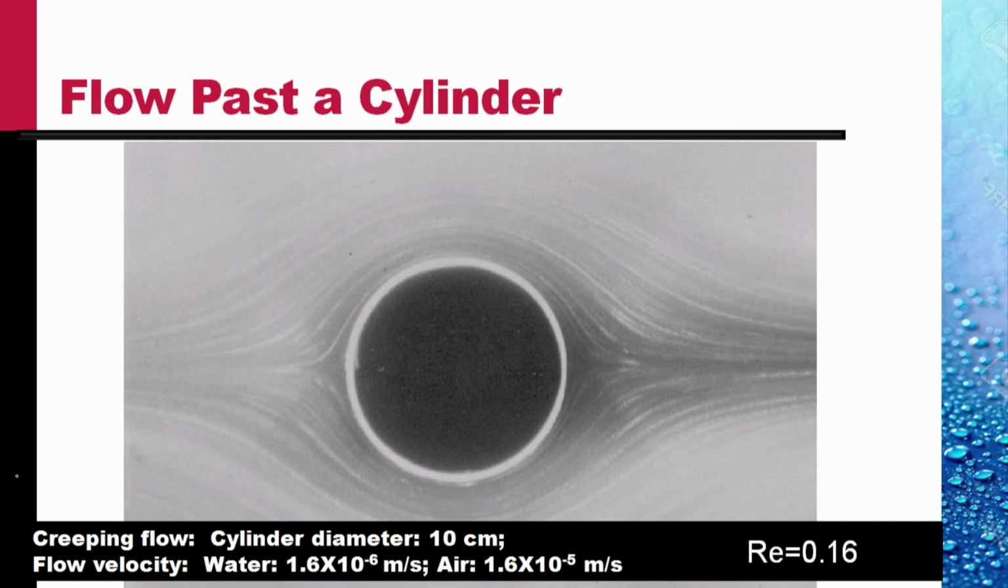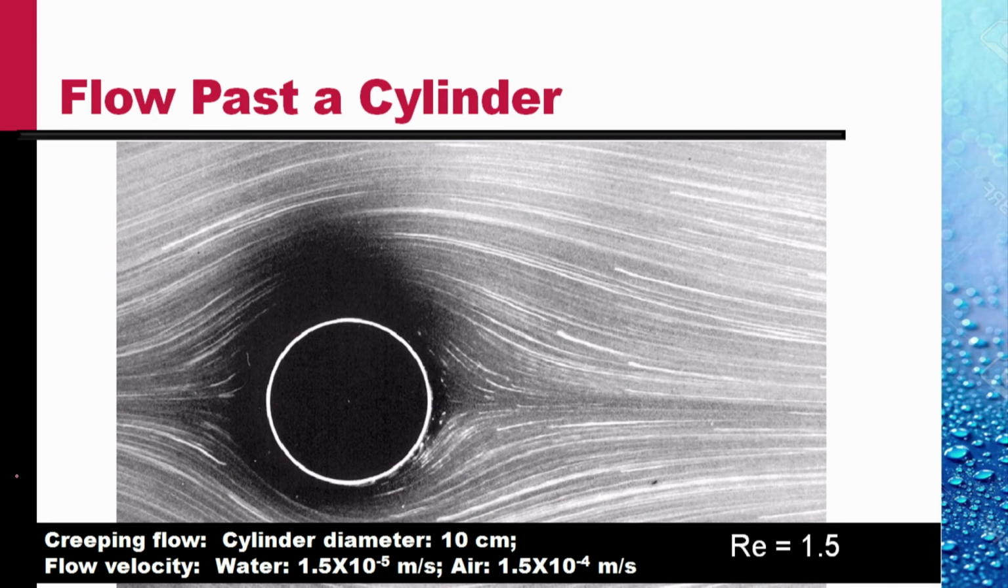As we increase the flow velocity, for water, the speed comes to now 15 micrometers per second. For air, that would be 150 micrometers per second. On a cylinder of diameter 10 centimeters, you can see a marked asymmetry in the flow. Now the flow is from left to right. There is a stretching of the flow towards the right. This asymmetry is a common phenomenon.